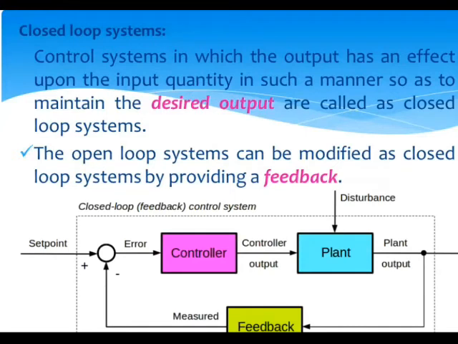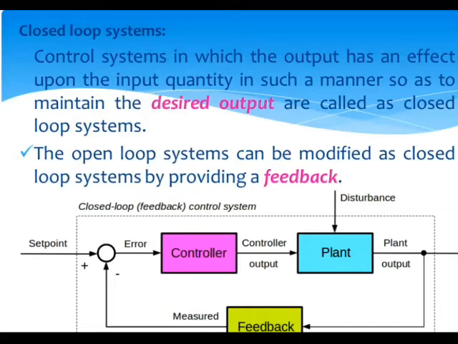Here we can see the controller and plant, which is already present in open loop system. Along with it, you will have a feedback. Feedback is taken from the plant output and is fed to the input. You will have an error detector which is going to compare the input point and the feedback which is taken out from the output. According to the difference between the two signals, an error will be produced. That error will be producing an error signal to the controller, and controller output depends upon the error signal. The controller output will be controlling the plant, and hence the plant output is controlled.